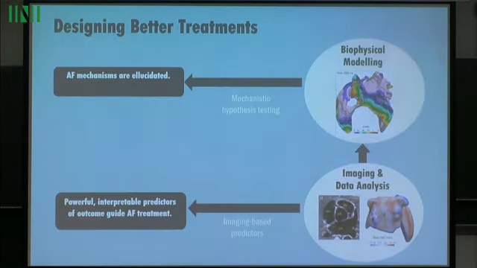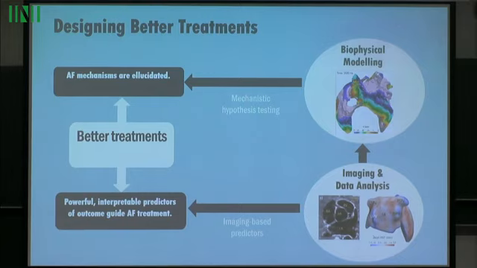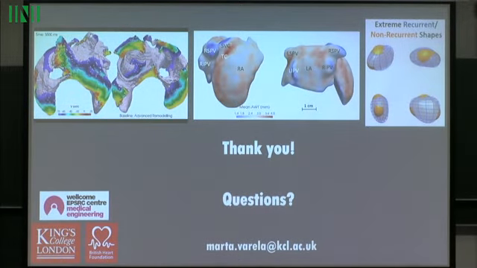So the idea here being this, what I was telling you in the beginning, that by using imaging and modeling we can get better predictors and a better understanding of the disease mechanisms together, and hope to allow better treatments to be found. So thank you for your patience until the very end, and I'd be very happy to take any questions.